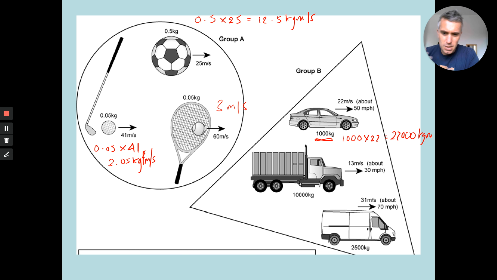So I ran out of space. I'm going to leave the last two for you to do. Can you work out the momentum of the truck, and then work out the momentum of the white van? Pause and do those two questions. Okay?